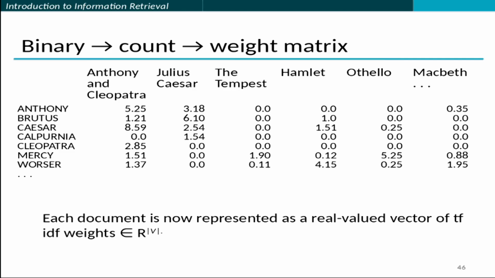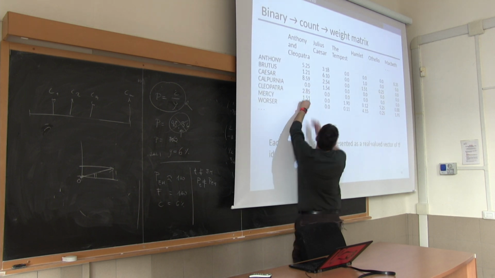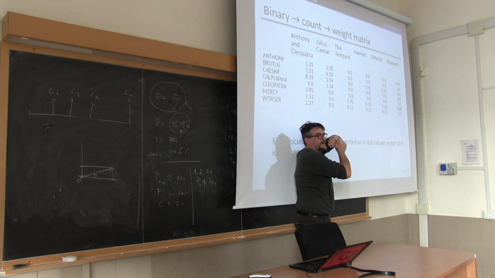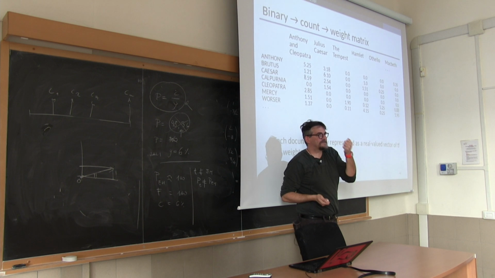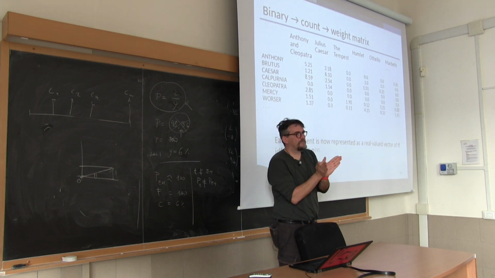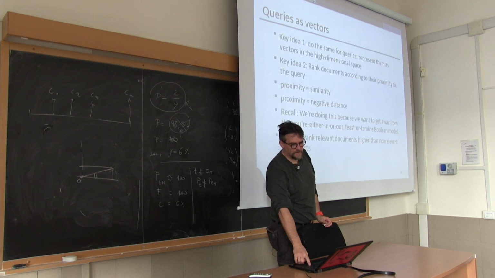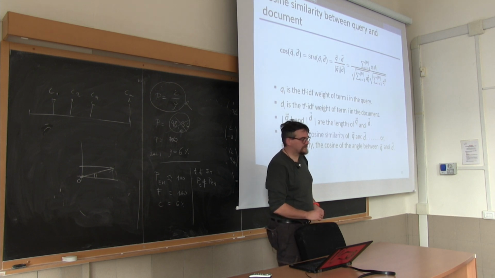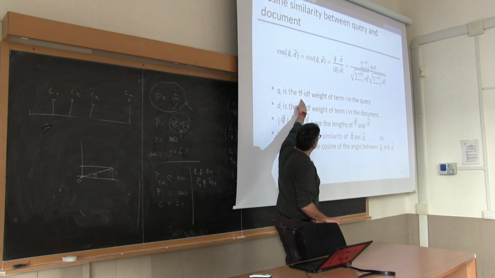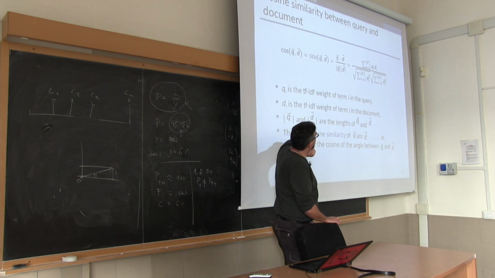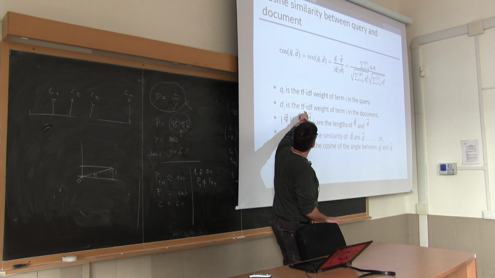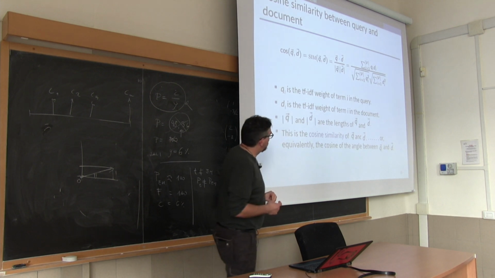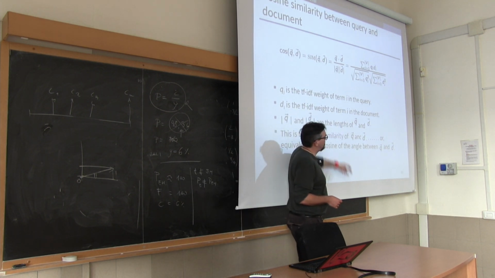Each document, each entity, is a vector of what? Of tf-idf. Vector of tf-idf. Now we take a query, we translate it into a vector, and basically we compute the cosine similarity. So qi is the tf-idf weight of the term in the query. di is the tf-idf weight of the term in the document. And then we calculate the cosine similarity.